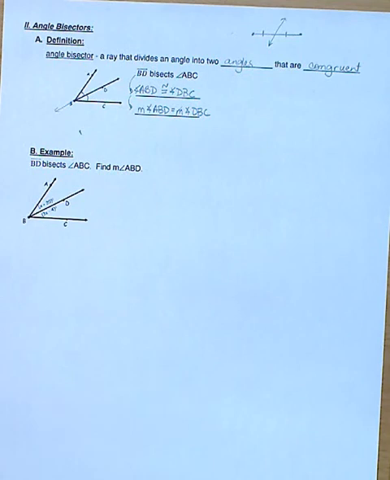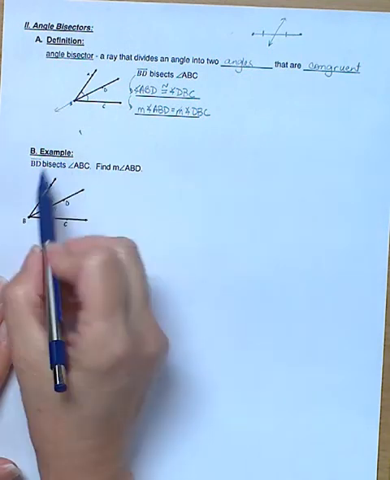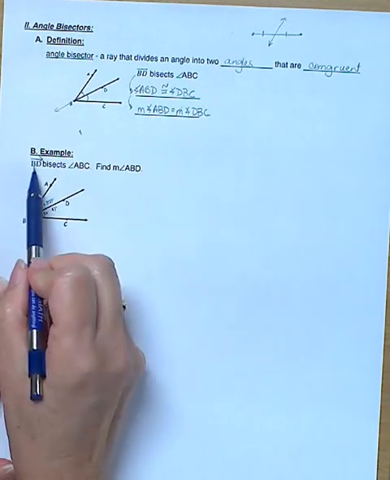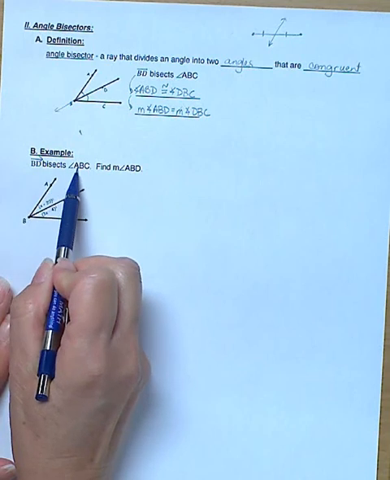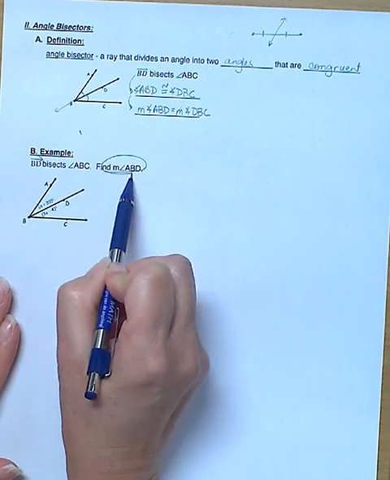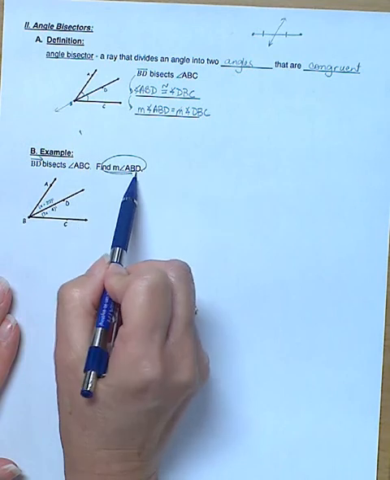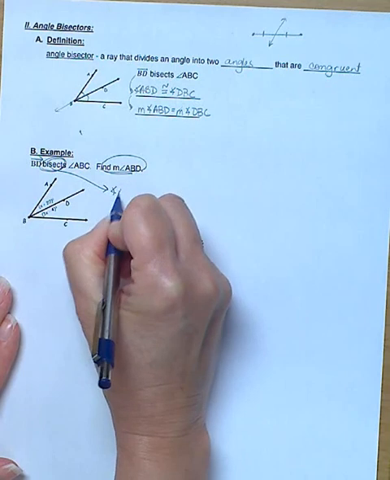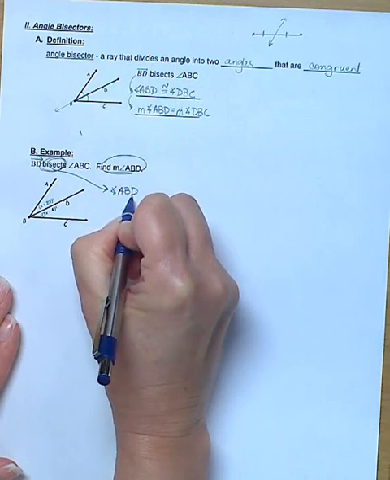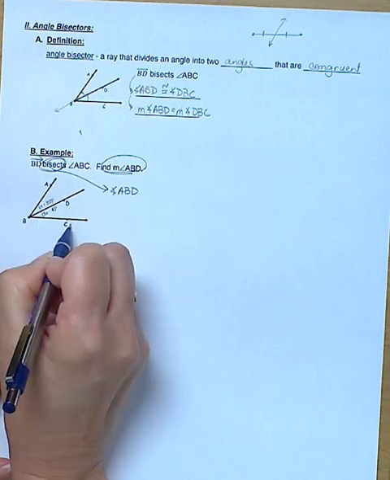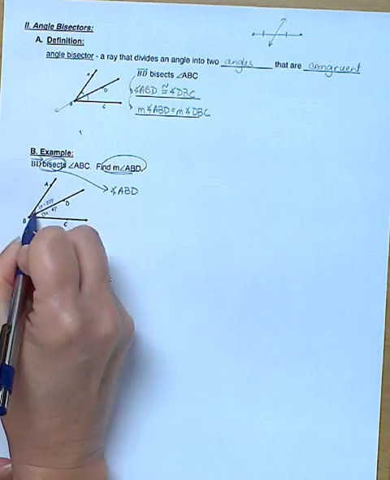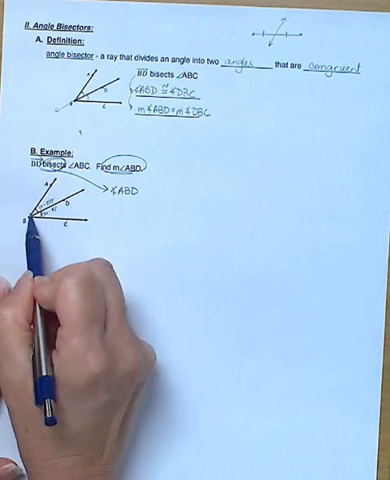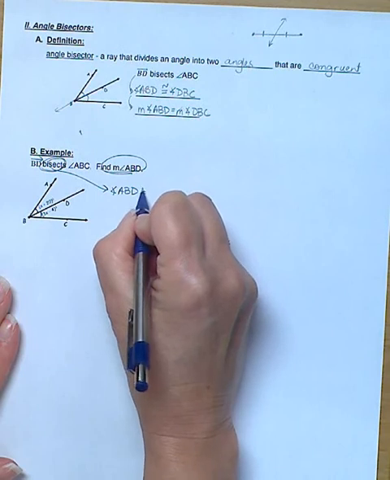Okay, so here's our example. Ray BD, that picture is pretty bad, sorry about that. Ray BD bisects angle ABC. We're going to find the measure. So we need this to be about measures, yet bisectors cause angles to be congruent. So if angle ABC is being bisected, the upper part is congruent to the lower part. So angle ABD is congruent to angle DBC.